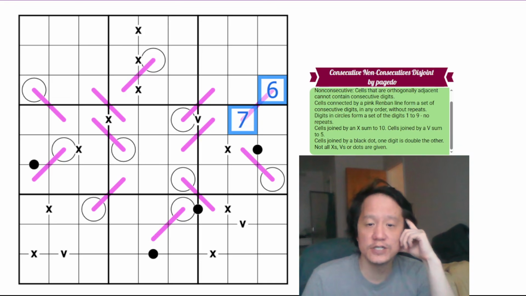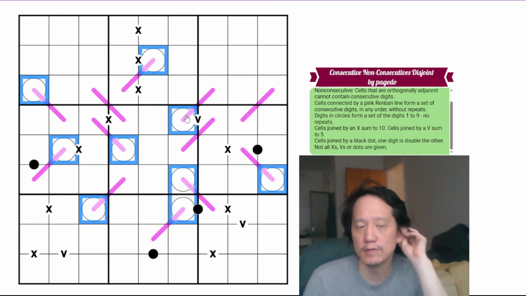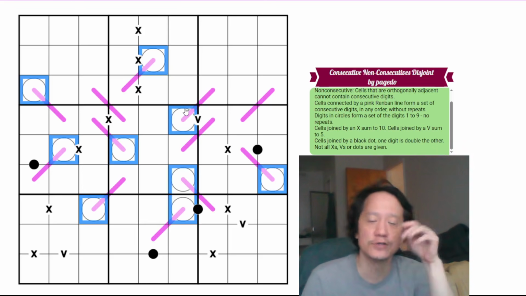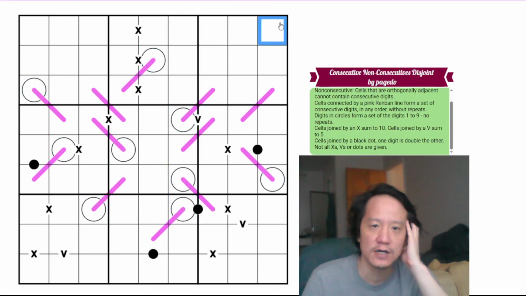We have digits in circles form a set of the digits 1 to 9. There are no repeats in the circles also, in addition to normal Sudoku rules of no repeats in a column or a row or a designated 9-cell region.